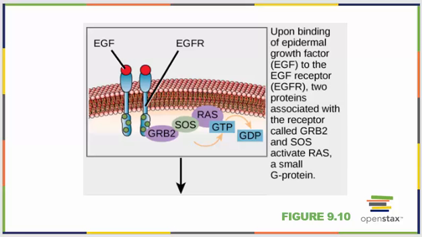When the epidermal growth factor receptor is activated at inappropriate times, uncontrolled growth, cancer, can occur. In this image, what you're seeing are all of the different proteins and enzymes that are working together. Upon binding the epidermal growth factor to the epidermal growth factor receptor, two different proteins that are associated with that receptor, known as GRB2 and SOS, activate yet another protein, commonly known in cancer pathways as RAS.